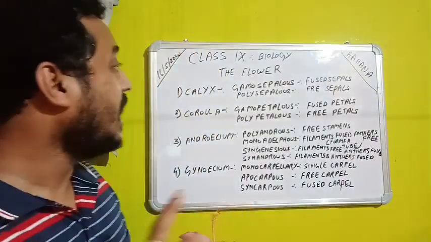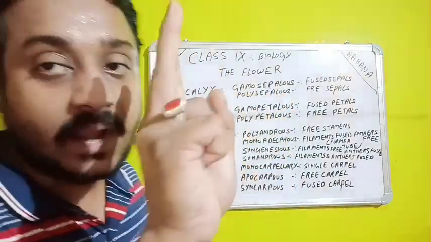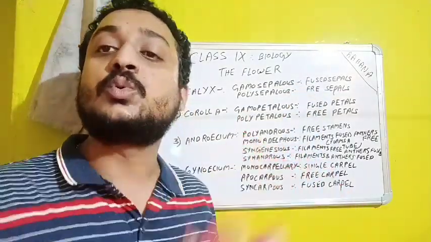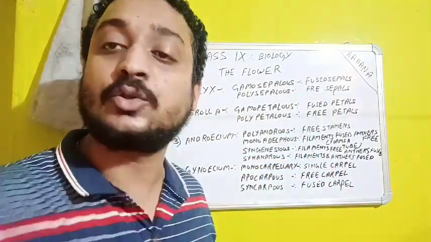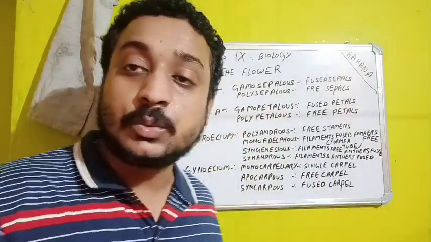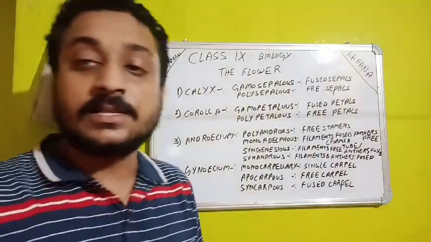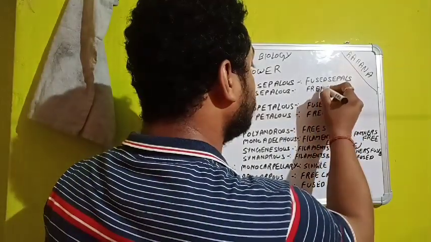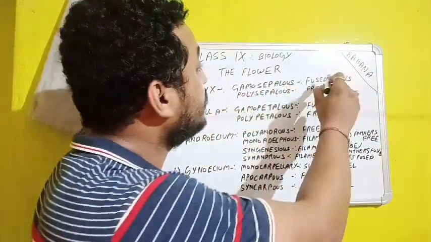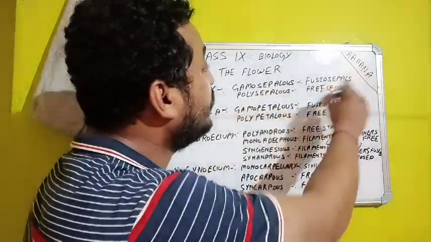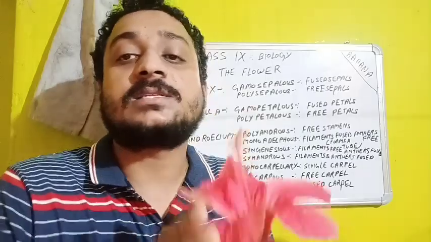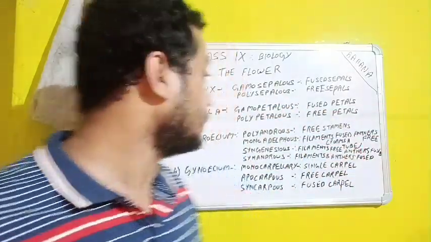Now, when we have talked about calyx, there are two kinds of calyx found. Gamosepalous means where the sepals will be fused. Polysepalous, where the sepals will be free. Gamosepalous, fused sepals, polysepalous, free sepals. When the sepals are fused, they are gamosepalous. When the sepals are free, they are polysepalous.